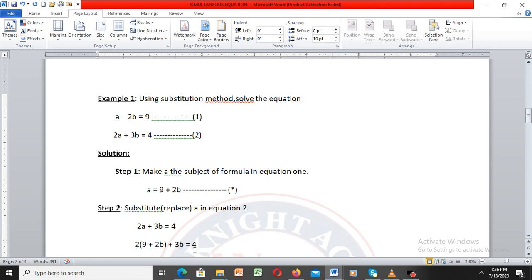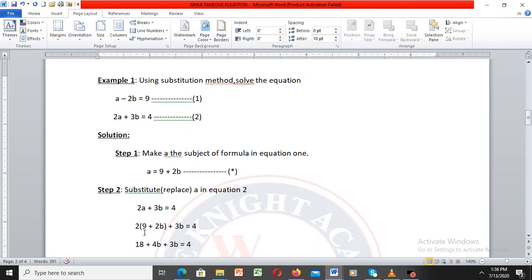Many students do omit the 3b. By the time they substitute 9 plus 2b in place of a, they will now omit the 3b. No, you are not to omit 3b. You only remove a from here, and then you replace it with 9 plus 2b. Then you go ahead with your former equation plus 3b is equal to 4.